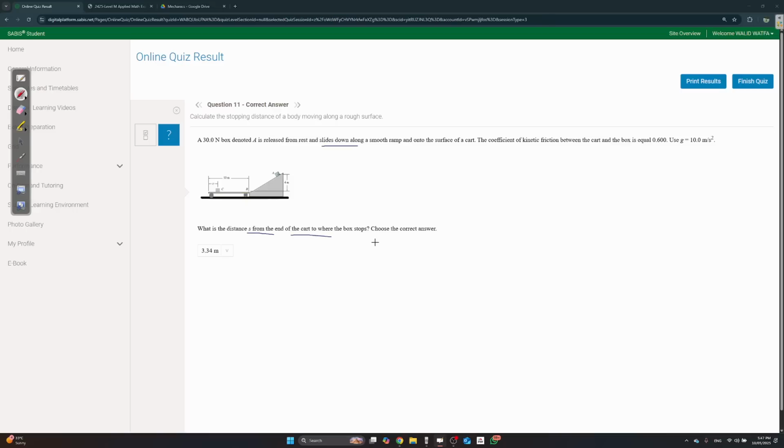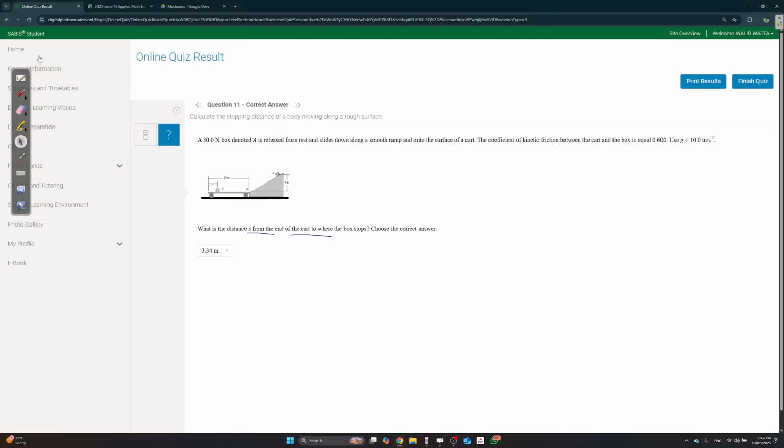Okay, so we have a box over here, 30 newtons. It's sliding down a ramp which is 4 meters high and it's smooth, so there's no friction here. And then it goes over here onto the cart and stops over here, s meters away from the end. Okay, we need to know that this is a rough cart. So over here there's friction. See, there's no friction on the ramp because he said it's smooth. So let's take a look over here.